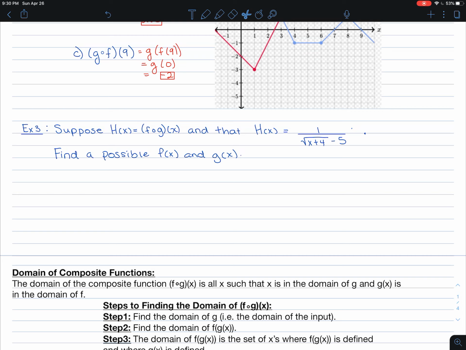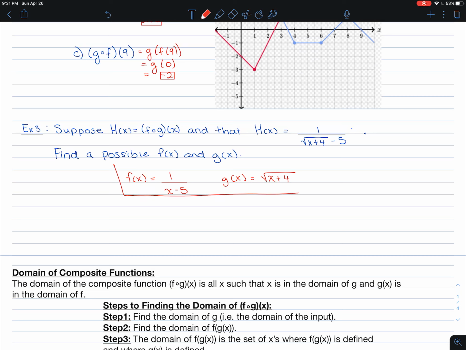What does this mean? Well, we know that we plugged in g of x into f of x to get h of x. So what could have been a parent function or the main function we're plugging into? If you said 1 over x minus 5, then you are correct. Think of this as 1 over x minus 5. What did we plug into 1 over x minus 5 to get 1 over square root x plus 4 minus 5? Well, if you said square root of x plus 4, you are correct.